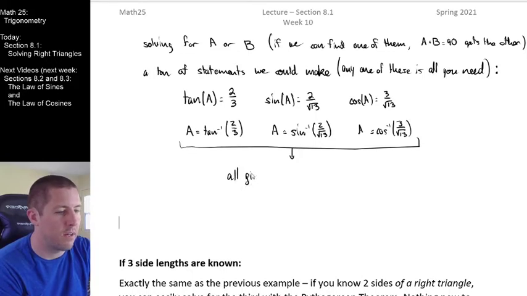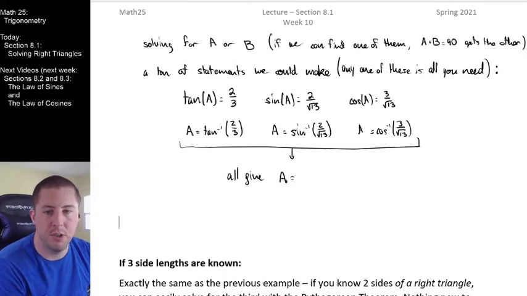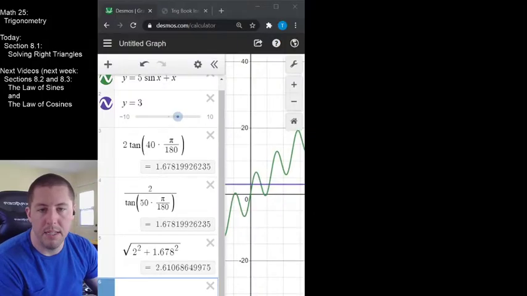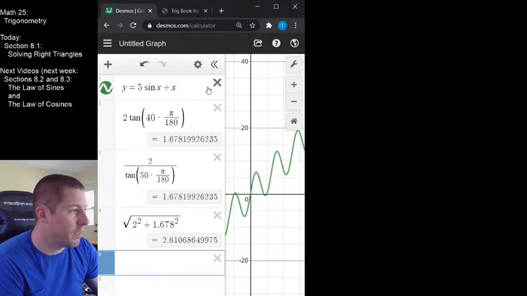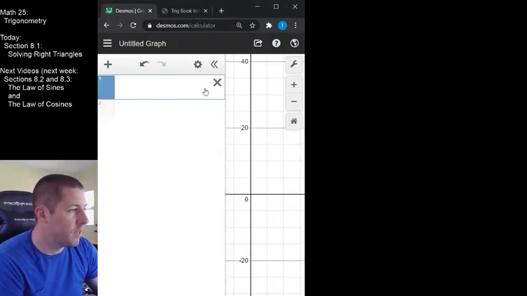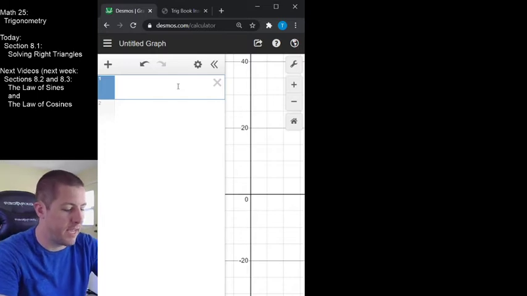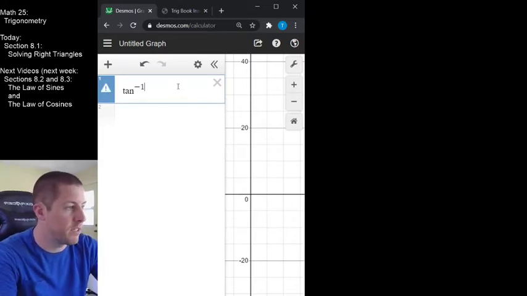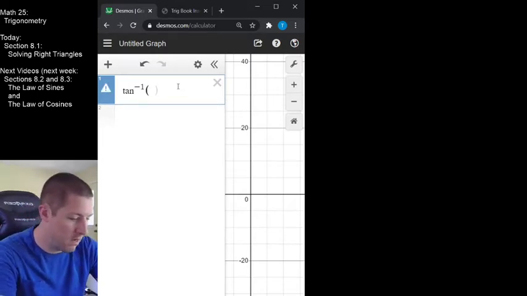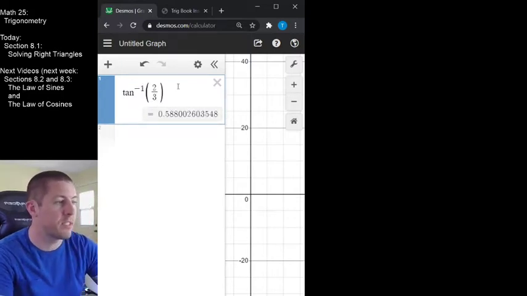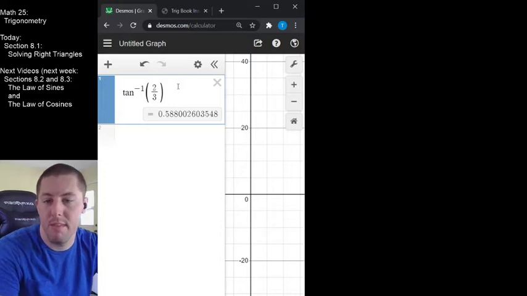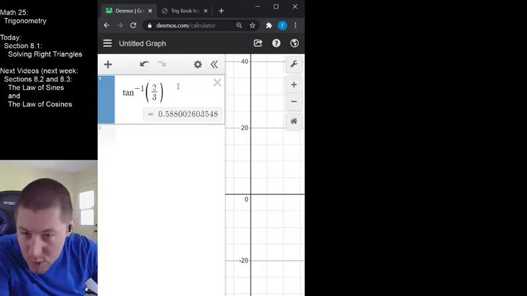These all are going to give A equal to, and again, we can pop over to Desmos here. I know I've just got my scrunched screen over here, shouldn't really matter. Let's get rid of this stuff here. We are interested in things like tangent inverse of 2 over 3. Now, you should notice it's giving us this really, really small decimal value right here, 0.5888. That's because we're in radian mode.